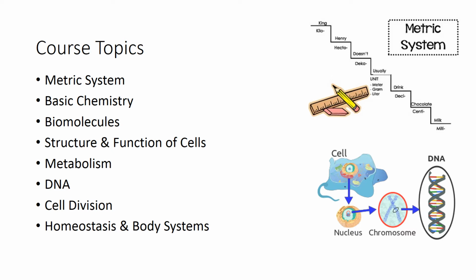You're going to be learning about the metric system and how to use it, some basic chemistry. We'll get into biomolecules such as carbohydrates and DNA. Then we're going to get into cells, and we're going to spend the rest of the semester inside cells learning how they work. We'll talk about things like metabolism, how cells use DNA, and how they divide. And then at the very end of the semester, we're going to go over a topic known as homeostasis, and we'll also go over the basic systems of the body. So it's a wide variety of material, but again, we're going to start at the beginning and build you up.